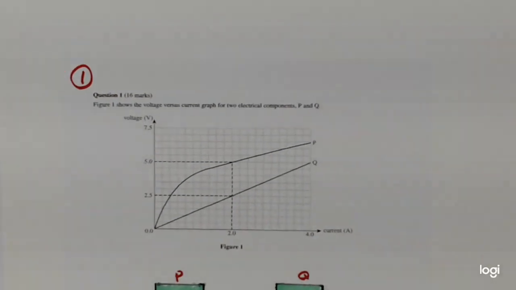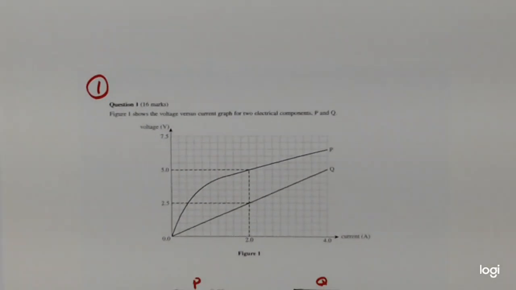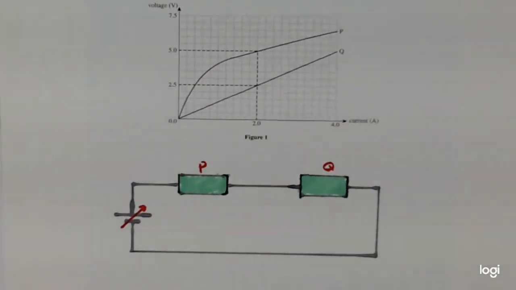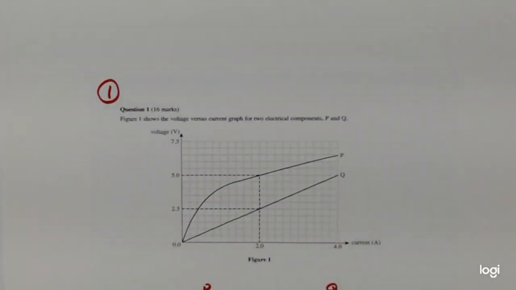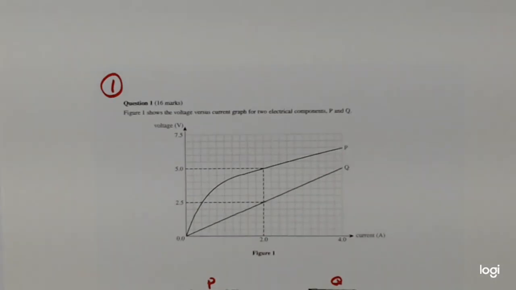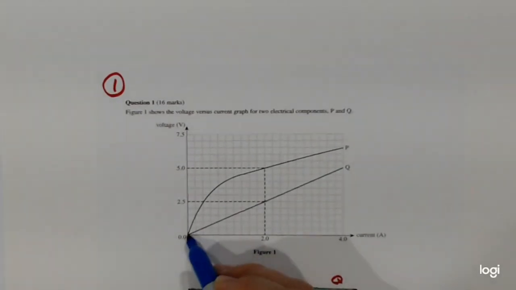Anyway, question 1. This is the figure from question 1 and that's the circuit from question 1. So you need to use this. It shows the voltage versus current graph for two electrical components. The first question says, by examining the voltage versus current graph, determine which of the two electrical components, P or Q, is ohmic. Well, that one's ohmic.